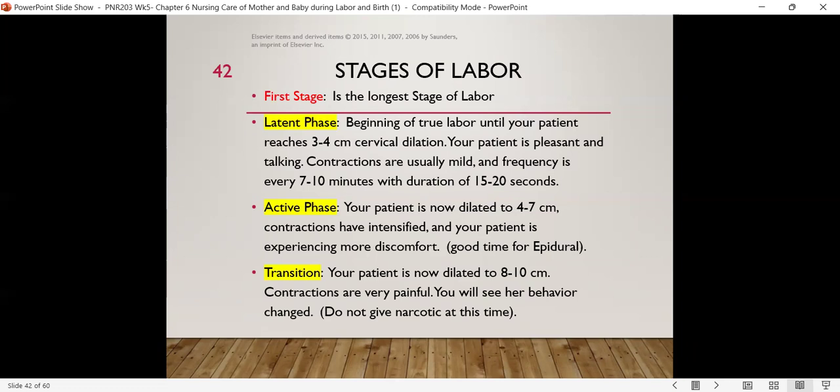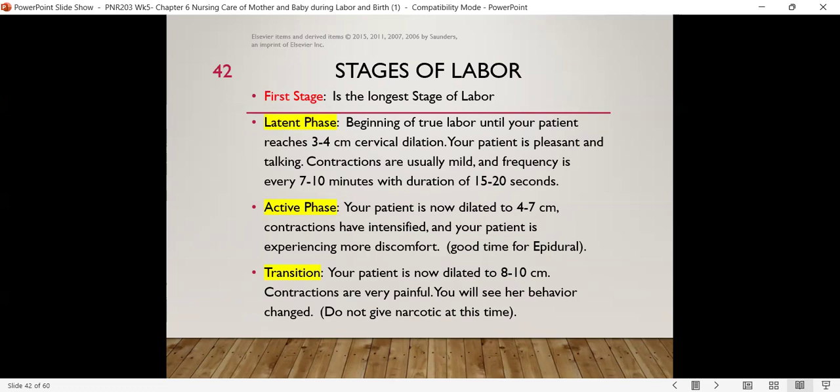Then as she dilates to 4 to 7, she goes into the active phase, okay? The contractions will intensify, and now your patient is experiencing more discomfort. I put in here, this is a good time for that epidural if you want to give the epidural, because it's the most effective time. At 4 to 7, she's really dilating quite big and the baby's head is coming down, and it hurts. So if she wants an epidural, we might as well give it to her during this time so she gets the biggest advantage of not having any pain with the contraction.